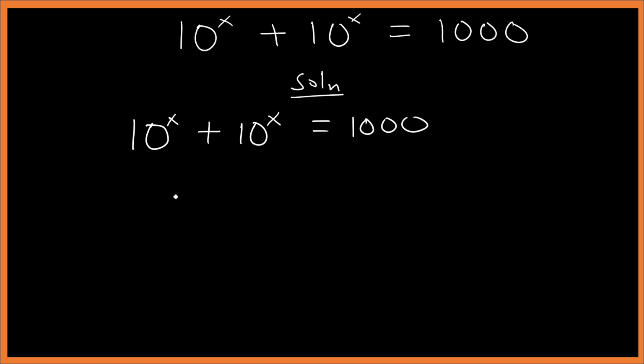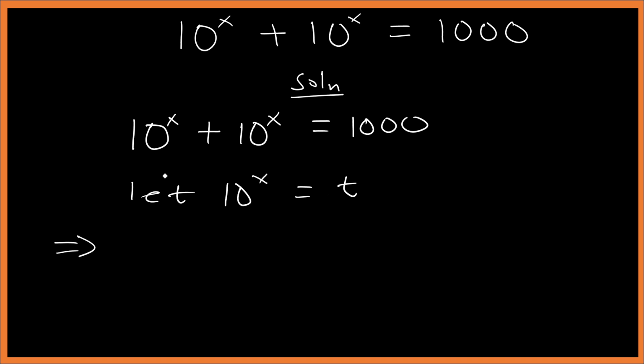Now we have so many ways of solving this. You can choose to let a variable be 10 raised to x, or you can go by this approach that a plus a is 2a. So this plus that will be 2 times 10 raised to x. All right, so let 10 raised to x be t.